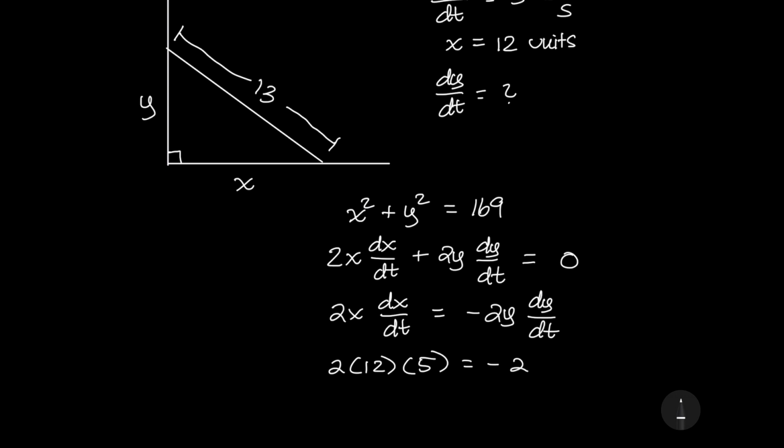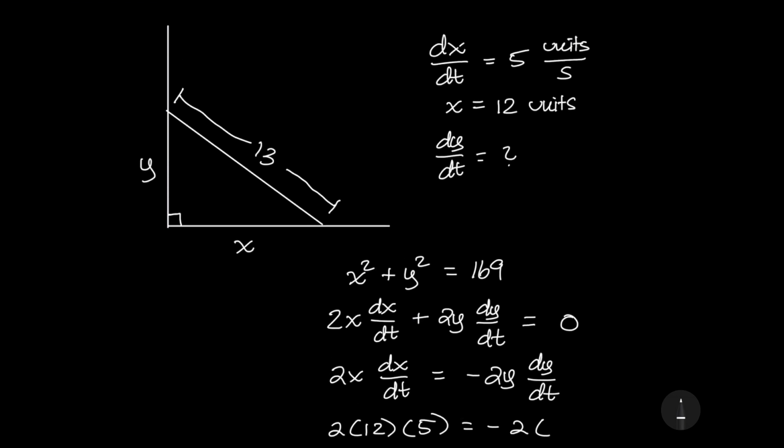But we have a problem. We don't know what y is, do we? We don't know what the value of y is. Well, the value of y can be easily found like this. We know that at a specific instant in time, the value of x has to be 12 units, right? So if the value of x is 12 units and the length of this ladder is constant at 13, we can use the Pythagorean theorem to figure out what y must be at the specific instant in time.